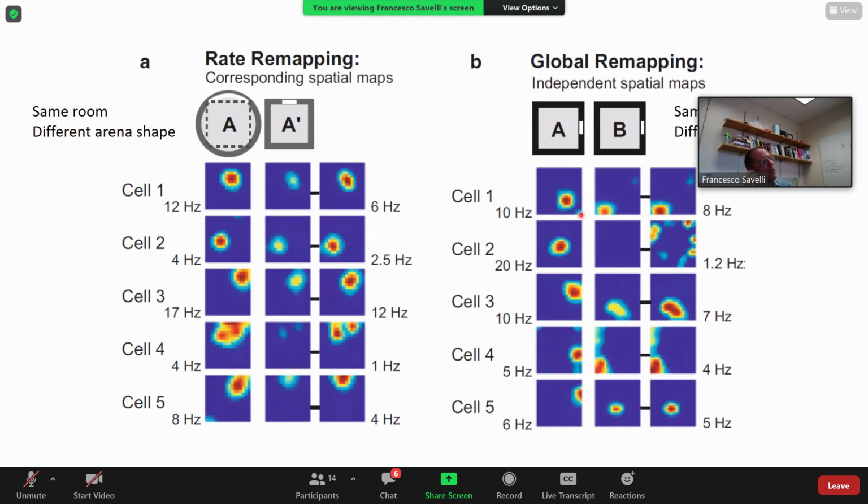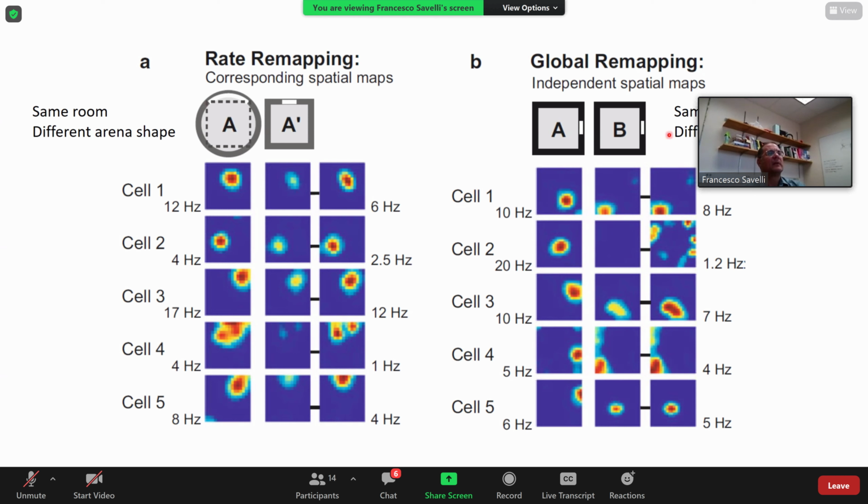So now we talk about what we just saw, which is basically an example of global remapping. But there is also a different kind of remapping that is just called rate remapping. So let's look at what it is. Experimentally, the way it was induced in the most famous study for rate remapping was using different platforms, arenas in the same room, okay? That's the experiment, the same room, different arena shape.